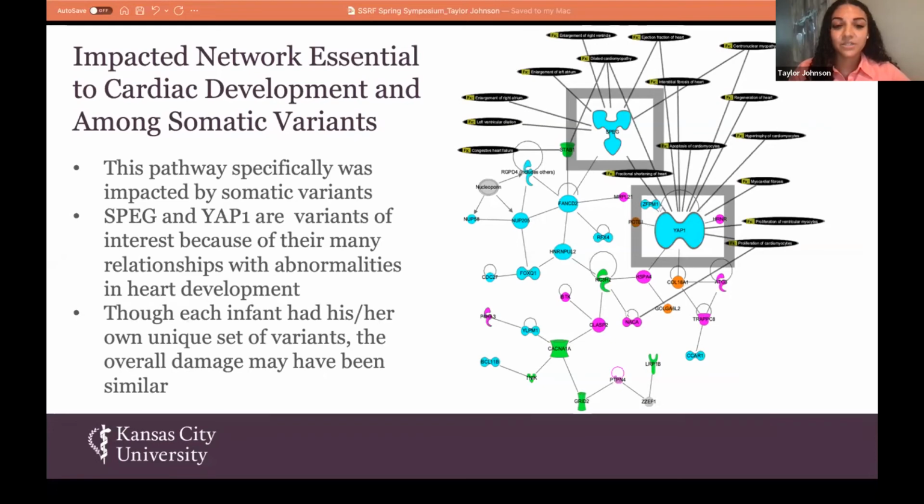I do want to emphasize here also that each infant did come with his or her own set of unique variants. So the variants in this pathway specifically were not all the same for each one, but it's interesting in that the overall damage appears to have been similar. The unique variants themselves may not have been the same, but they do align in the same pathway.